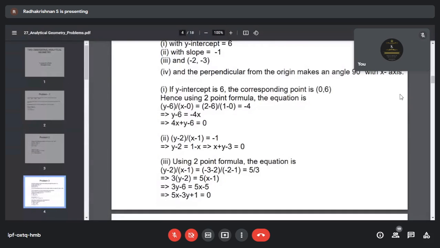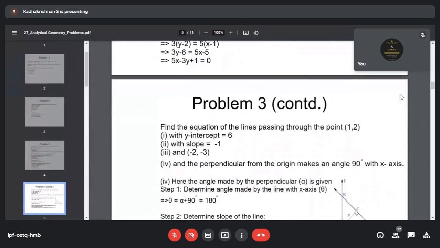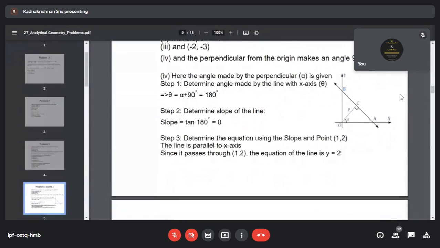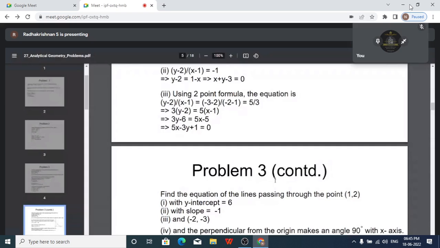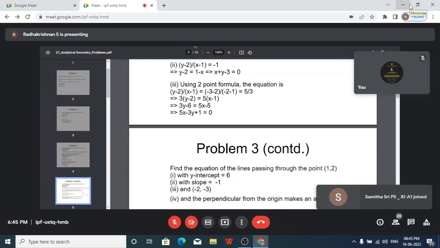Okay. So let me move on to the last part. The perpendicular from the origin makes an angle 90 degree with the x-axis. I'm showing the solution. So let me just show the problem. I'm allowing you people to explain, whoever has done it. So in this case, the perpendicular from the origin makes an angle of 90 degree with the x-axis. And it passes through point (1,2). So find the equation of the line.